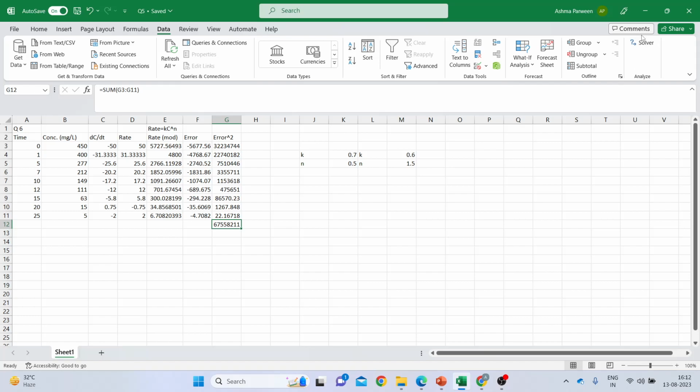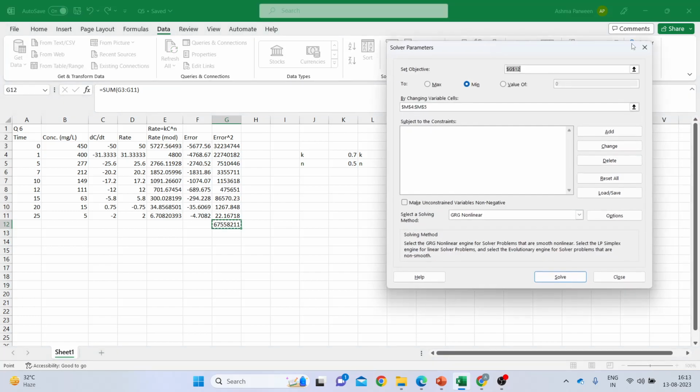So what I will do, I have already added the solver. If you don't have a solver, you can add it from the add-in. So our objective is G12. We have to minimize the error here.